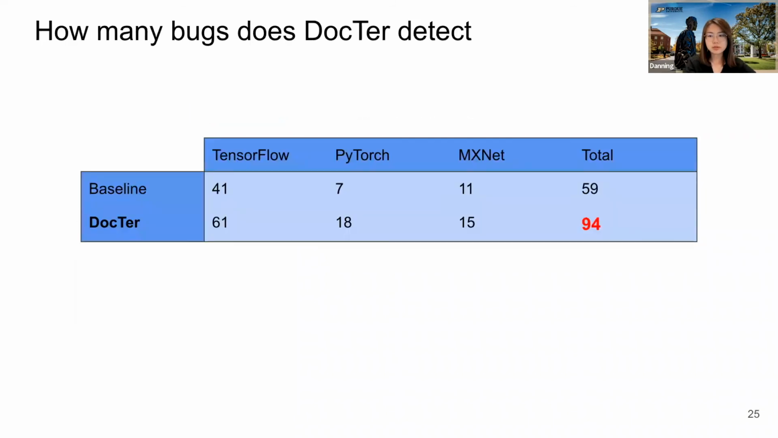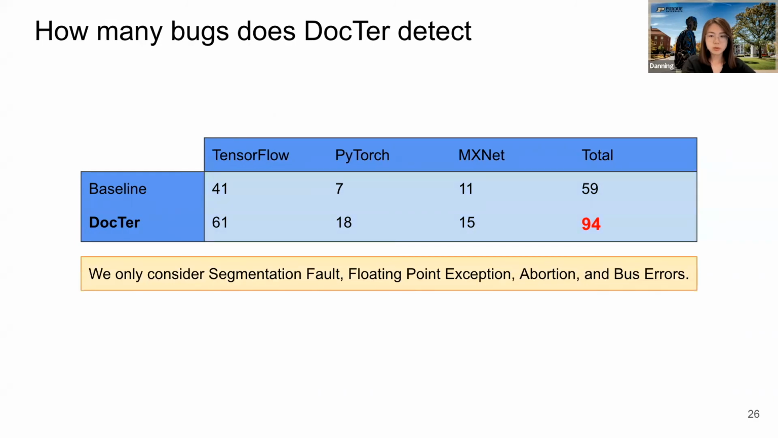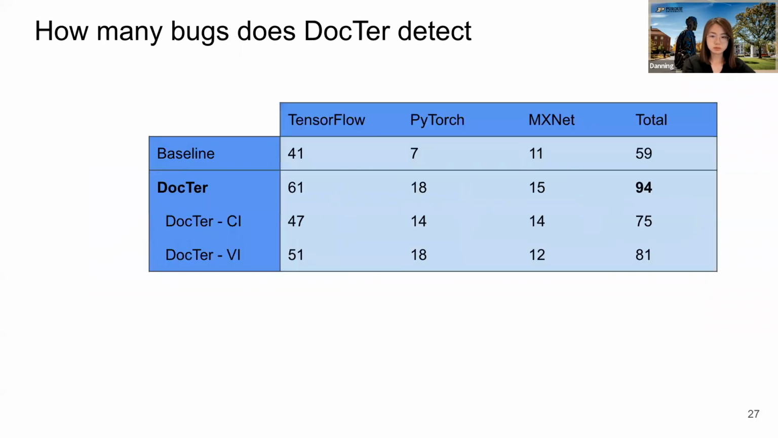This table shows the number of bugs detected by DocTer for each library. In total, DocTer is able to detect 94 bugs in 174 APIs, while the baseline can only find 59 bugs. 63 of the 94 bugs are unknown bugs, and 54 of the 63 bugs have been confirmed or fixed by the developers. We only consider crash, including segmentation fault, floating point exception, abortion, and bus errors.